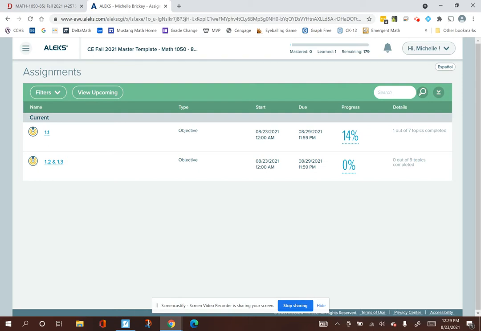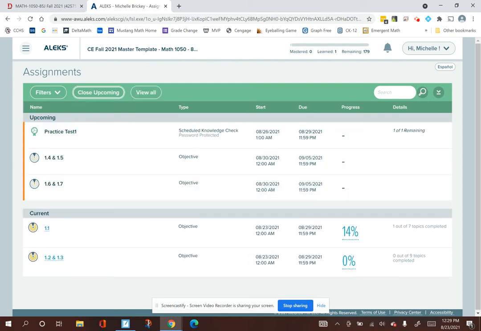So you can see that this student account has only one of the 7 topics in 1.1 done and still has all of 1.2 and 1.3. So it'll show you how far you are on the week's assignments. You can view upcoming here, and it will add the next few assignments. So next week, on the 5th of September, we'll have 1.4, 1.5, 1.6, and 1.7 due.